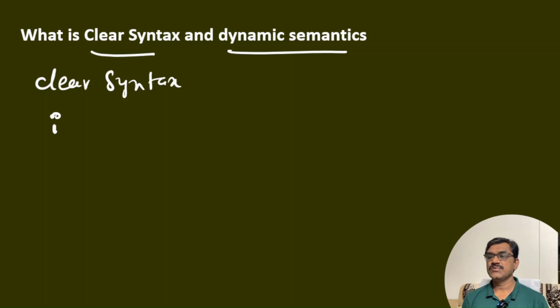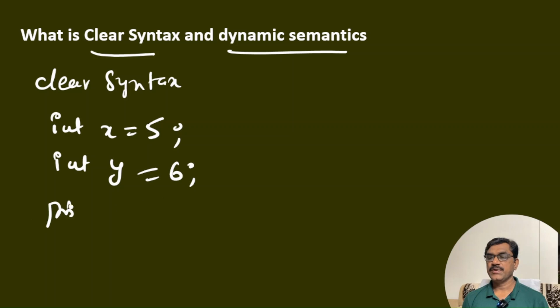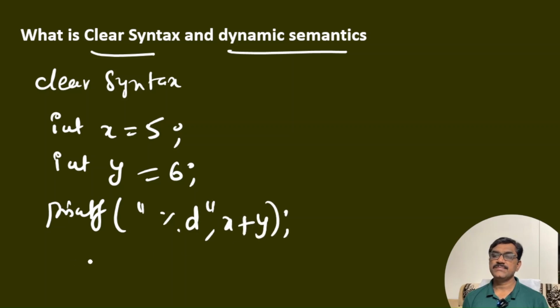Let us take the variables here. Integer x is equal to 5. Integer y is equal to 6. Here I am writing printf, percentage d in double quotes, close, comma, x plus y. This is the simple C code.